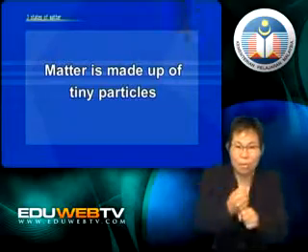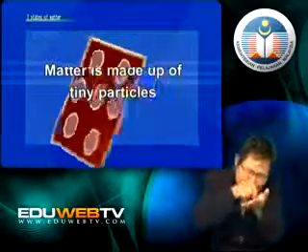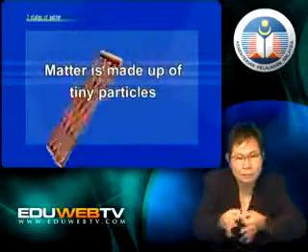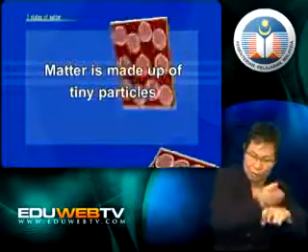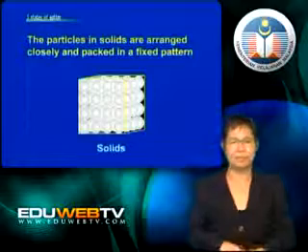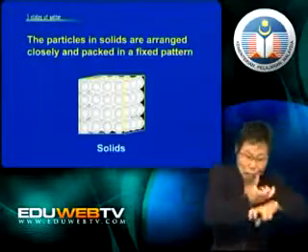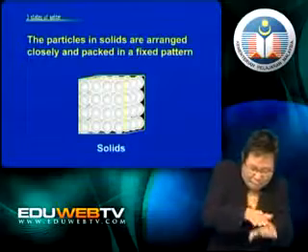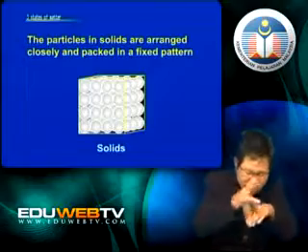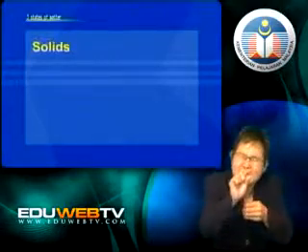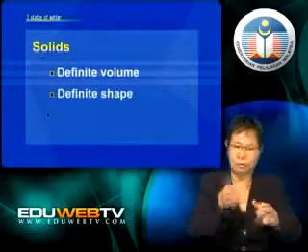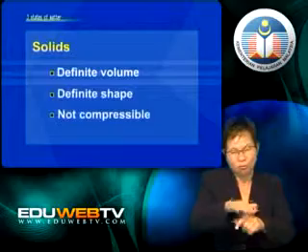Matter is made up of tiny particles. The behavior and arrangement of these tiny particles explain the differences between solids, liquids, and gases. The particles in solids are arranged closely and packed in a fixed pattern. There is very little space between the particles. Solids have definite volume, definite shape, and are not compressible.